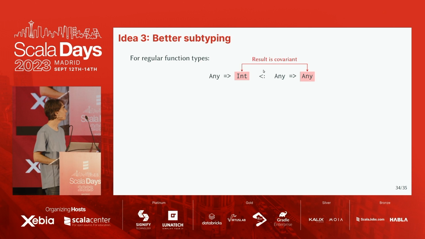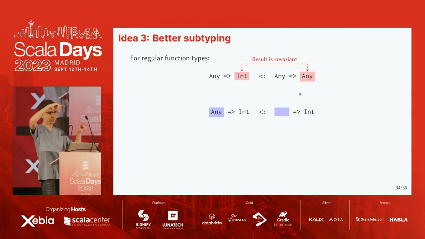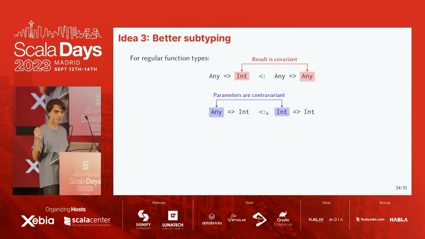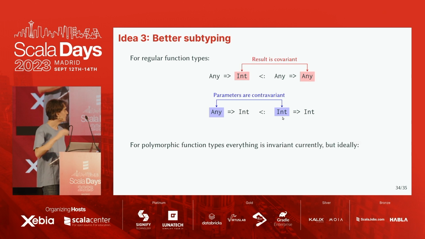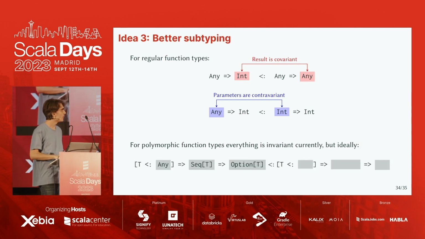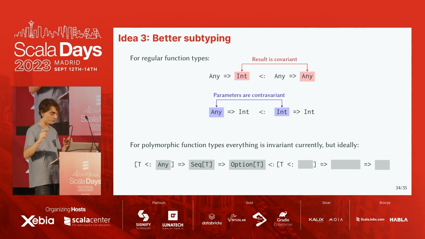The result type is covariant because if I return an Int, then I can use it as an Any. And for the parameter, it's the other way around. Things vary contravariantly because if my function can take a value of type Any, then it certainly can also take a value of type Int. Polymorphic function types, as they're implemented right now, are completely invariant, which is basically an implementation detail.